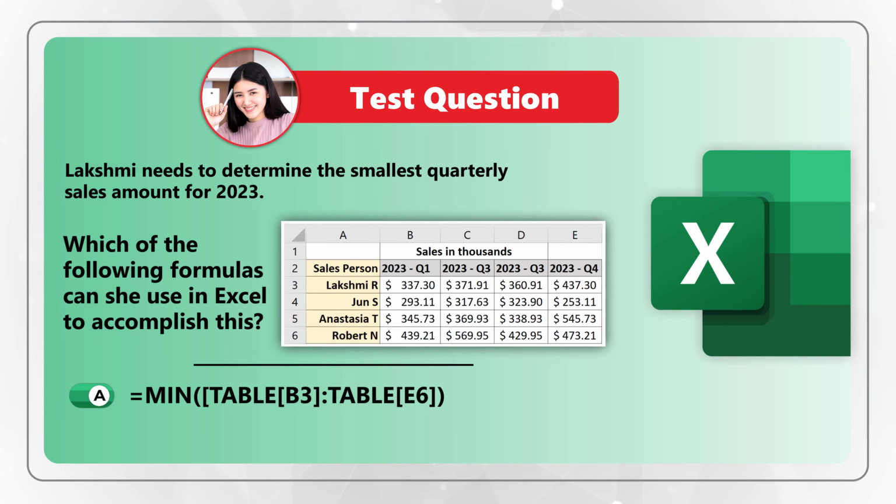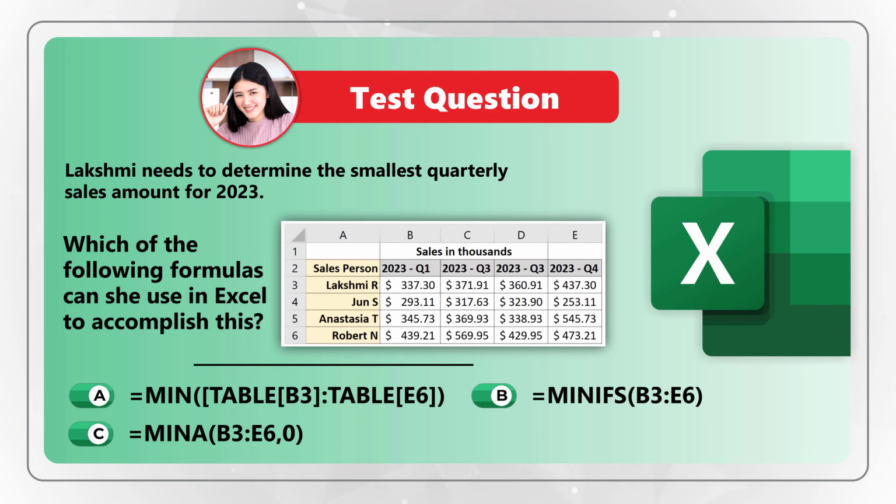Choice A: formula MIN, and then the values in parentheses, B3 through E6. Choice B: MINIFS, and then the value in parentheses B3 through E6. Choice C: MINA, B3 through E6 in parentheses. And last but not least, choice D: MIN(B3:E6). Take a close look, maybe pause this video to see if you can come up with the solution.